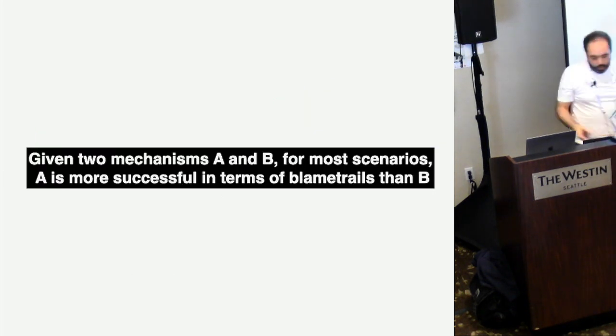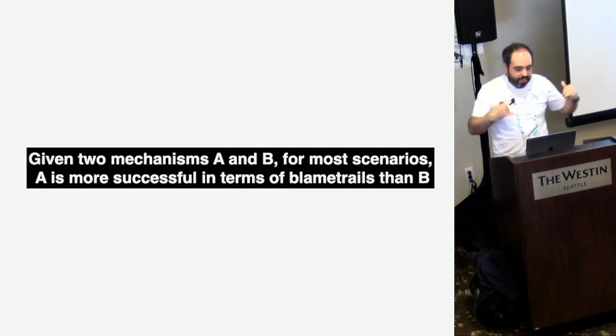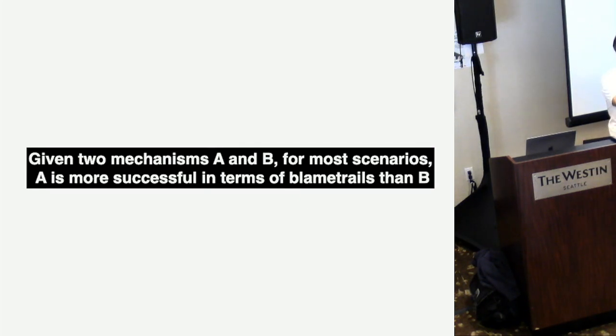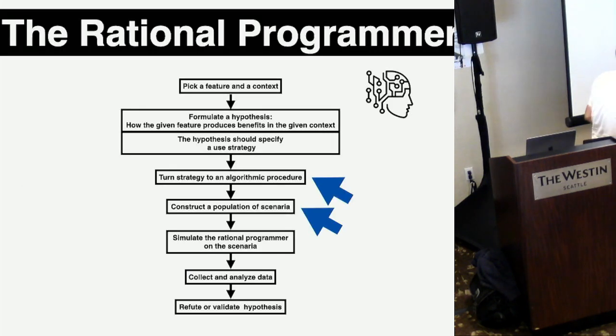Cool. So now, through these steps, we have successfully defined our hypothesis. We say that if you give me two mechanisms, A and B, and I try A and B on the same pool of scenarios, and one of them is more successful than the other, then A offers more debugging facilities. Okay, so we've done that part.